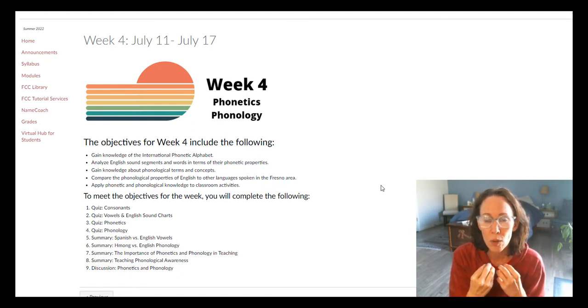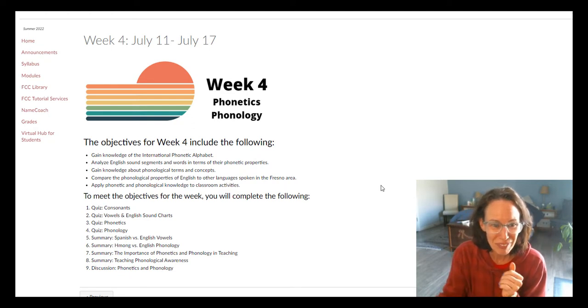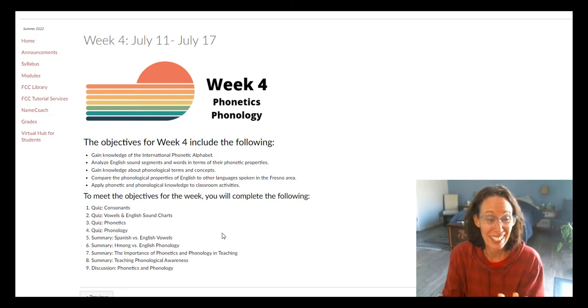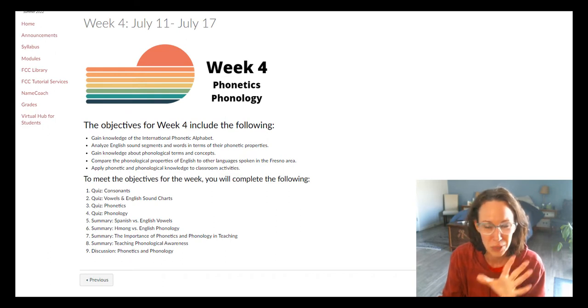Phonology is more about looking at an individual language and how the sounds are organized within that language. Each language has what's called a phonological inventory, and that has to do with the sounds in that language and also the different combinations of sounds that are possible within that language. Okay, so that's the difference between phonetics and phonology. You can see that there are 9 assignments for this week, but let me just show you what each one is.